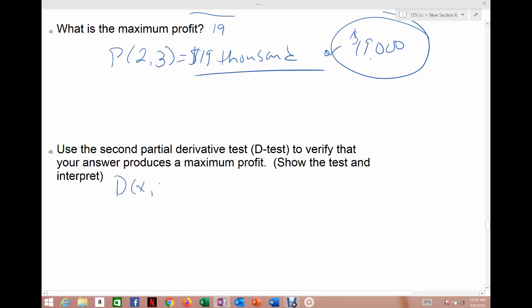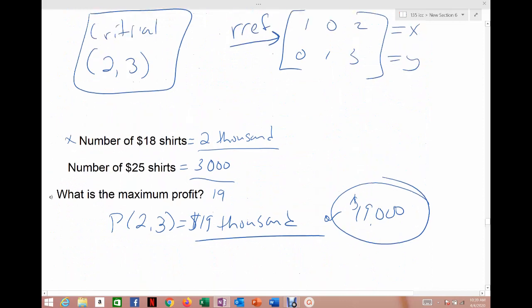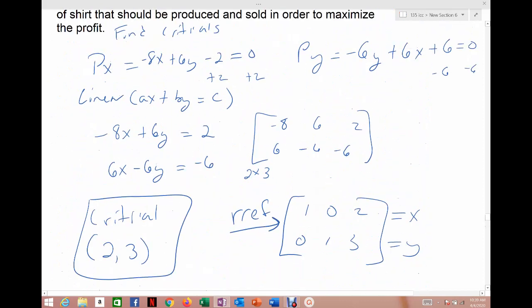Alright, so the D formula, I'm going to write it down. It's the second derivative of profit with respect to x times the second derivative with respect to y minus one of my mixed derivatives. Don't forget it's my mixed derivative squared. Alright, so I got to go back and find my derivatives. I'm going to go up here because this is where my original function was. My original derivatives are. And I'm going to find them, and then I'll plug them in.